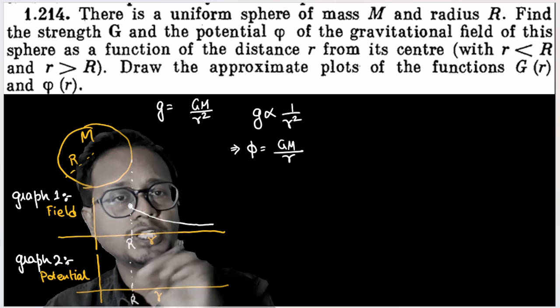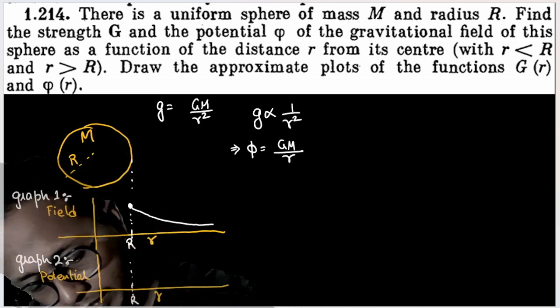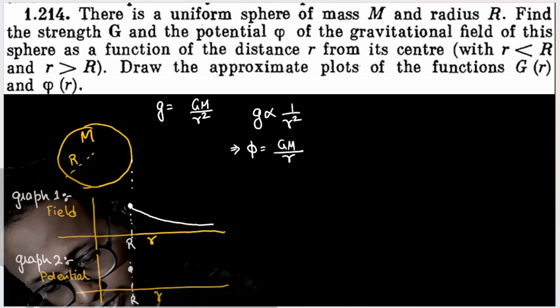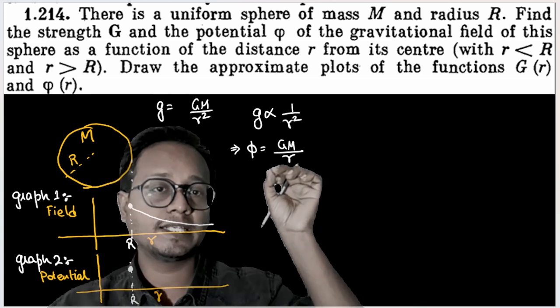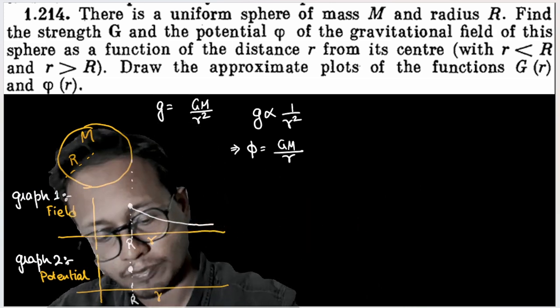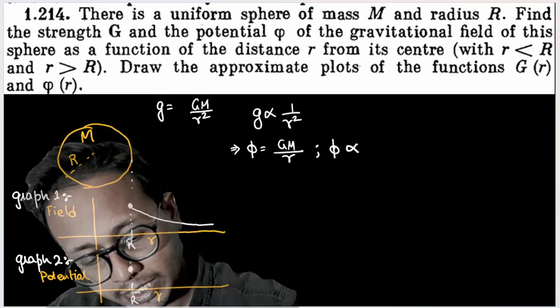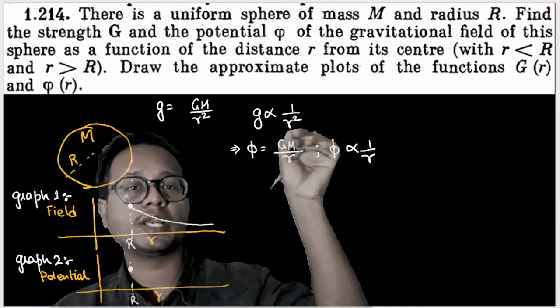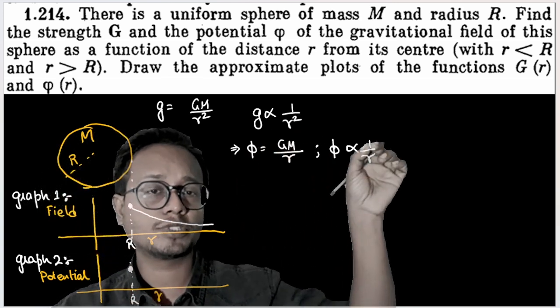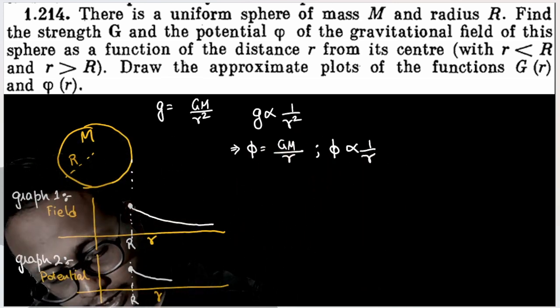At the surface, what is the potential? GM by R. At the surface, the value of potential is nothing but GM by R. And as I increase the value of R, what will happen? The graph will look somewhat like this. Potential is directly proportional to 1 by R because G into M is already a constant. So it would look somewhat like this.